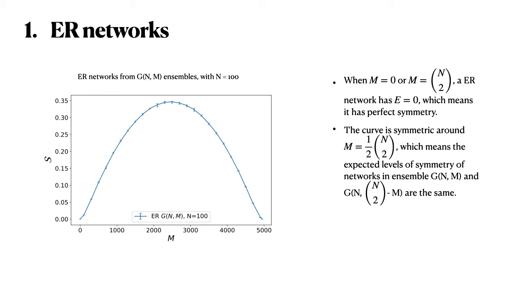And S reaches its highest when m is 1/2 of n choose 2, and this curve is symmetric around the middle point, which suggests that ER networks from ensemble G(n, m) and G(n, n choose 2 minus m) have the same level of symmetry. This can be proven rigorously, but I'm not going to do that here.